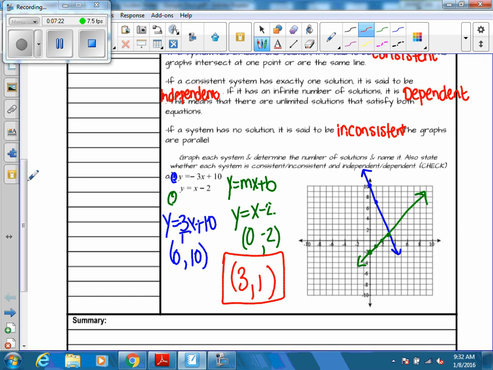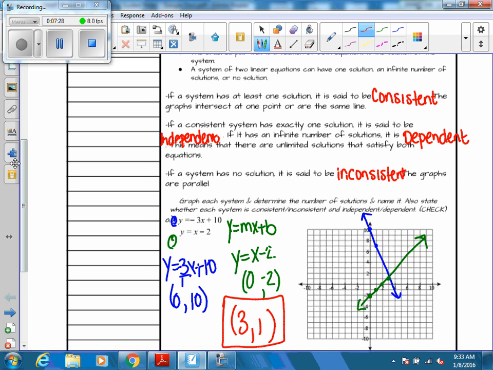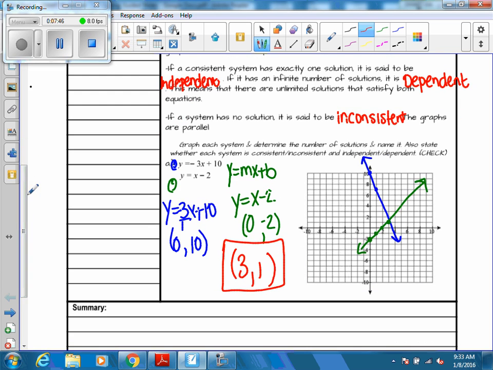Now, if I go back to the directions, it also asks me to determine whether or not it was consistent or inconsistent and independent versus dependent. My definition for something being consistent is that it has at least one solution. So my graph intersected at one point, so that means it has at least one solution. So it's definitely going to be consistent. Okay, so let's go ahead and write that. It is consistent.